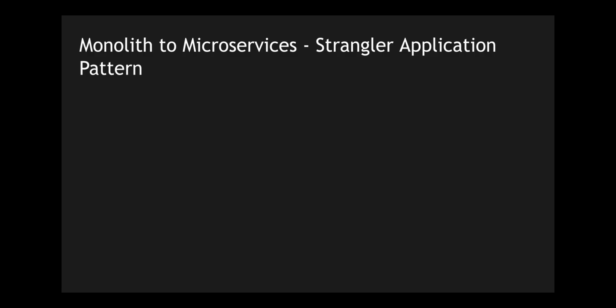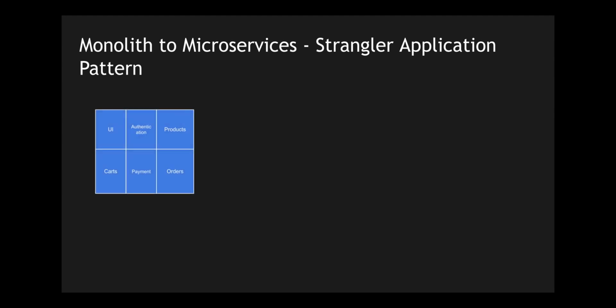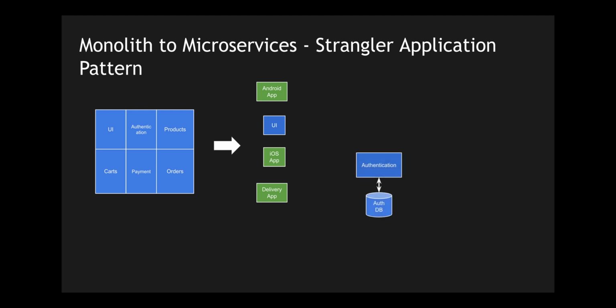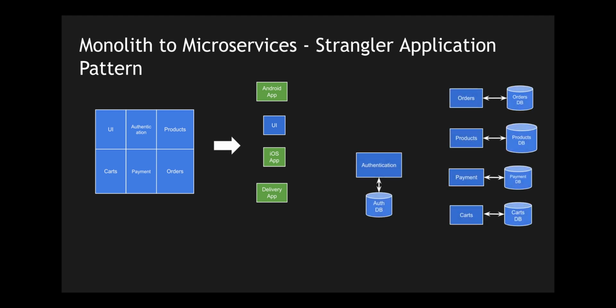So, monolithic to microservices. If you had seen the Strangler application pattern, we picked up a monolithic application and this is how the application looks. The application has modular components like UI, payments, products, authentication, and different other services. We converted this application into microservices, something like this. So we had the UI and also different applications which were connecting to the backend. We had an authentication layer which had its own database. We also had orders, products, payments talking to this authentication layer, and they also had their own databases.